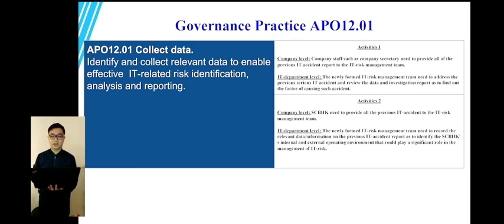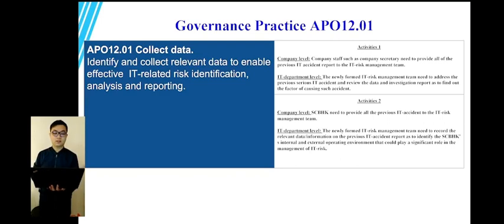There are two activities. The first one, at the company level, company staff such as the company secretary need to provide all of the previous IT incident reports to the IT risk management team as needed. At the IT department level, the IT risk management team needs to address the previous serious IT incident and review the data and investigation report to find out the factors causing such an incident.